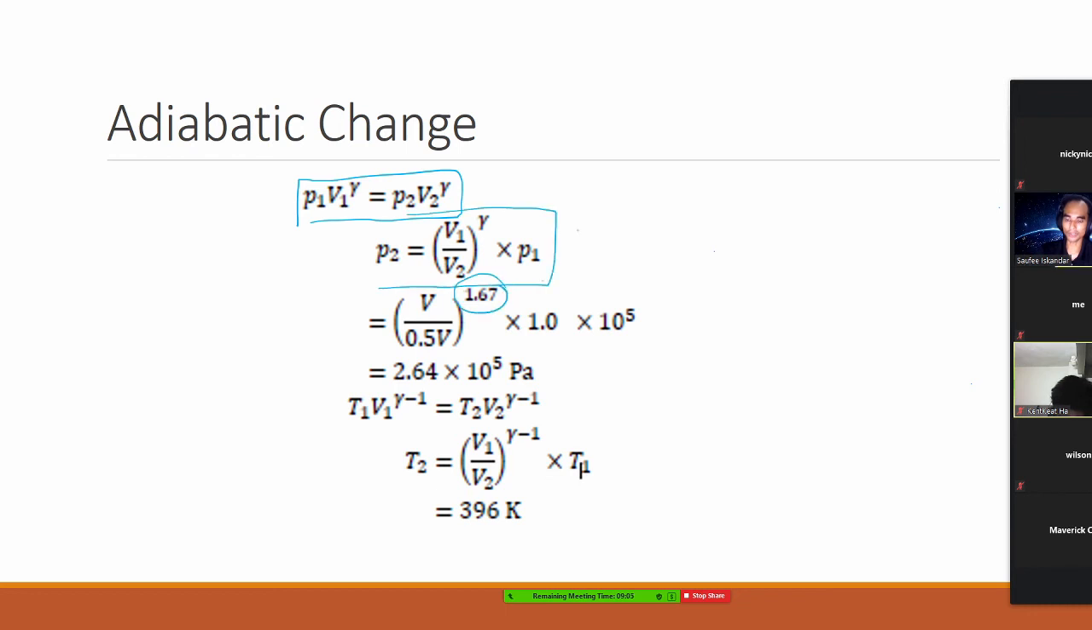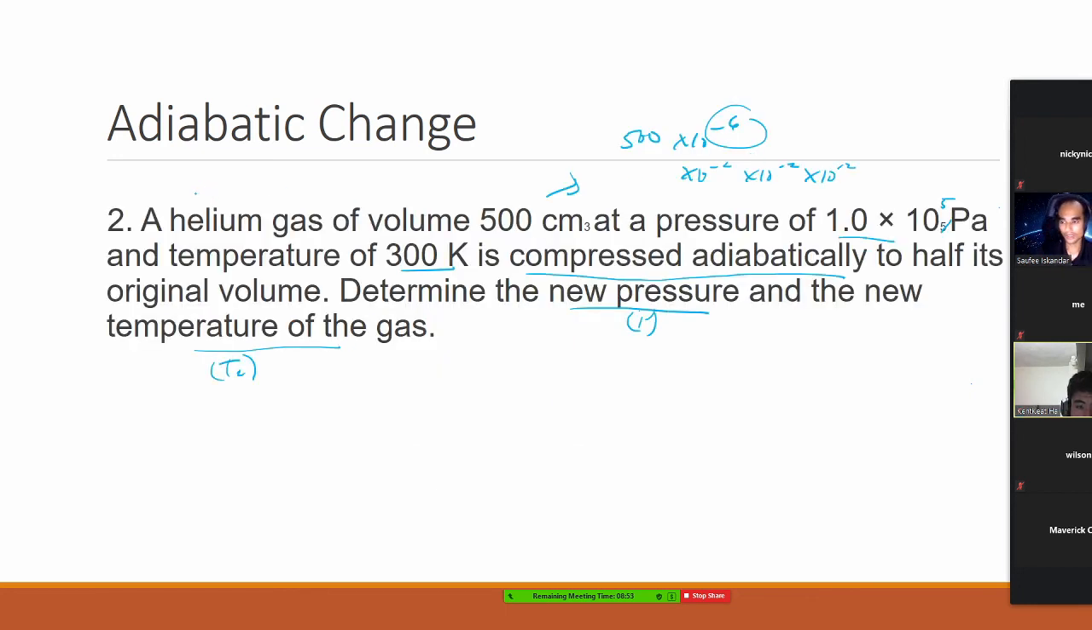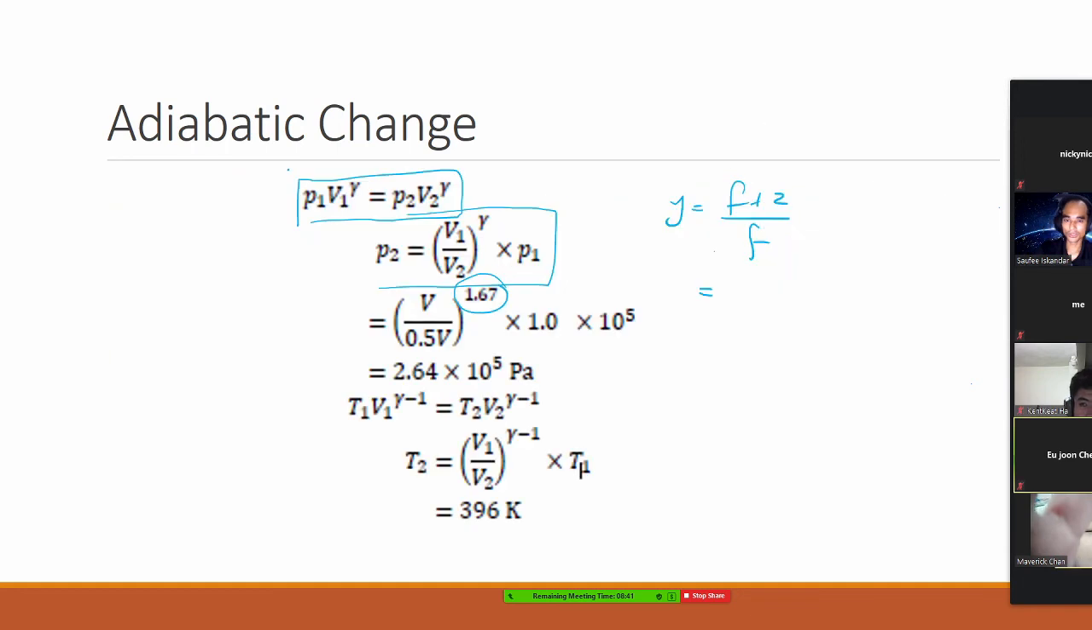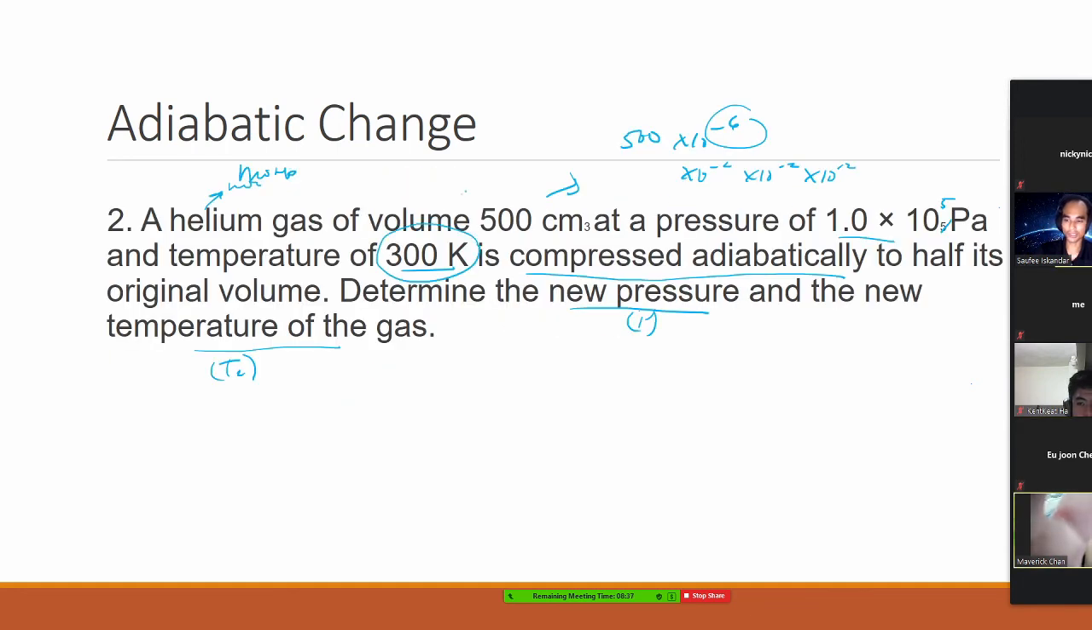Oh, I forgot: gamma is 1.67. How do you get 1.67? How many degrees of freedom does helium have? Is helium monoatomic or diatomic? Monoatomic. And the temperature of 300 K, what kind of range is that: low, medium or high? Still low temperature.